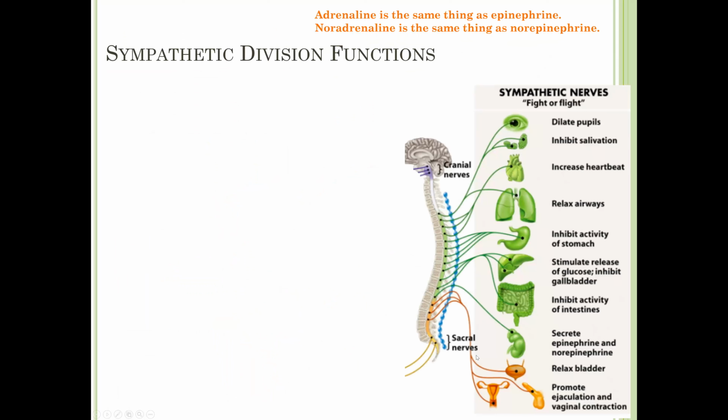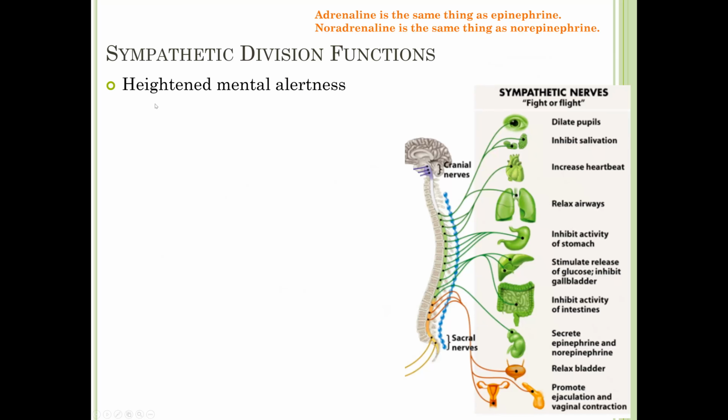So let's look at the functions of the sympathetic division. Keep in mind that in A&P these days, we typically just use epinephrine and norepinephrine. The older forms of these words were adrenaline and noradrenaline. So whenever you do see adrenaline or noradrenaline, adrenaline is the same thing as epinephrine and noradrenaline is the same thing as norepinephrine.